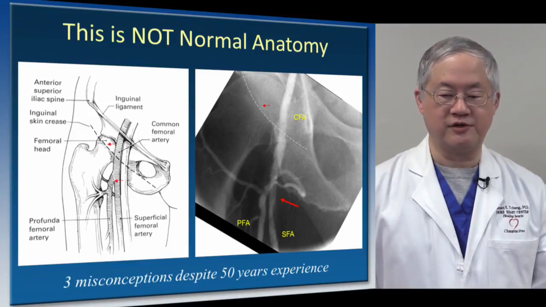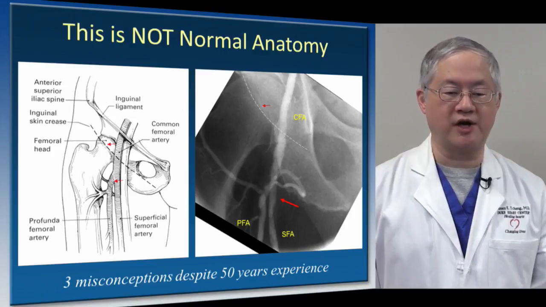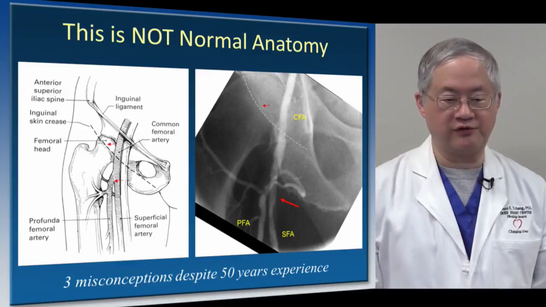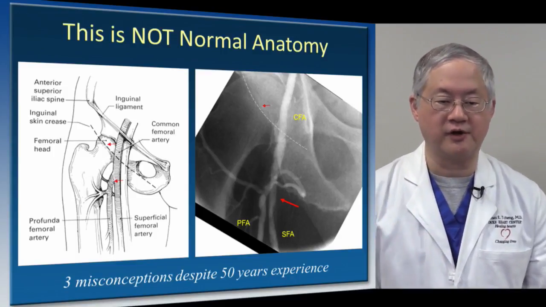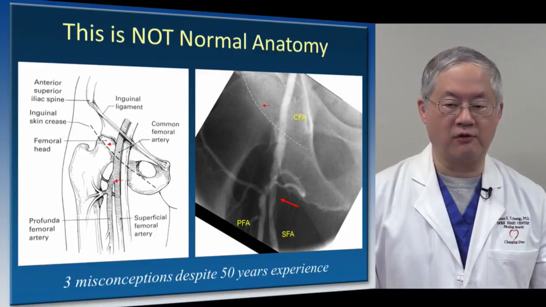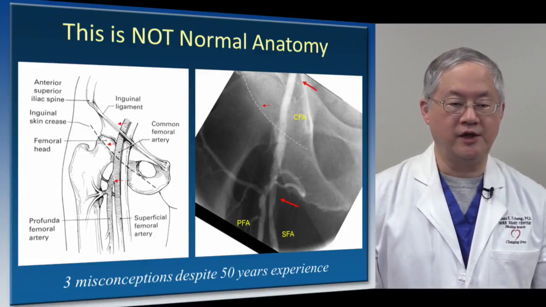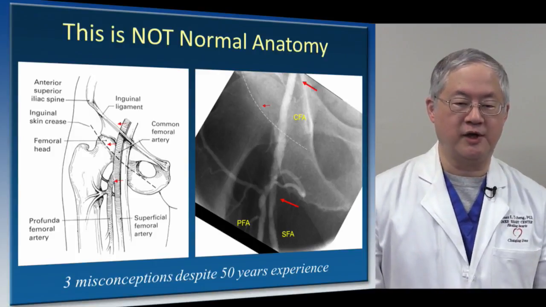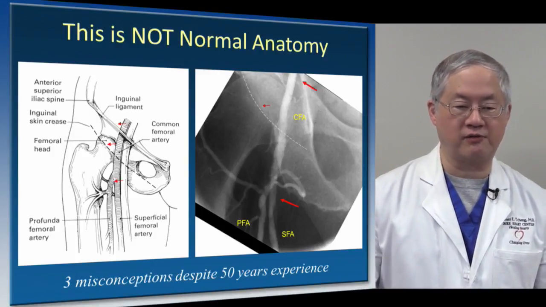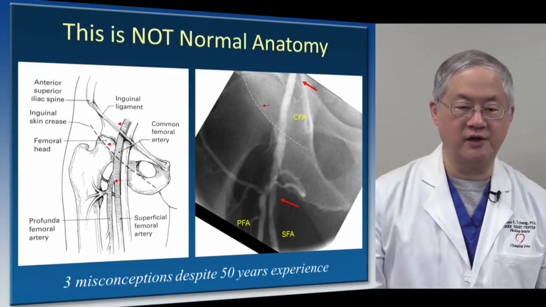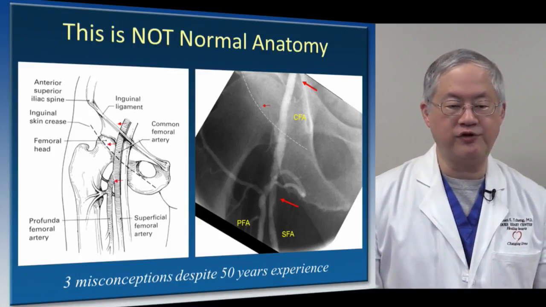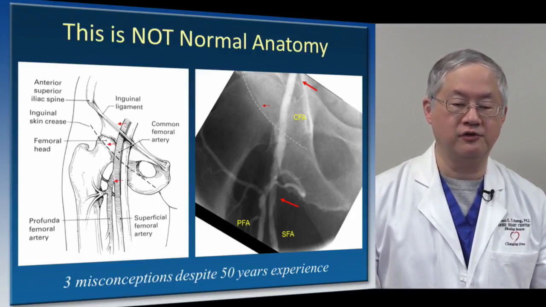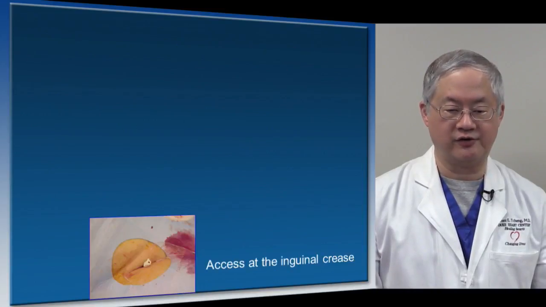The second misconception is that the bifurcation of the common femoral into the superficial femoral and the profunda is always low, as you can see here, well below, at least in this artist drawing, the lower margin of the femoral head. And the third misconception has to do with the location of the inguinal ligament. Yes, you can feel it, but just as with the inguinal skin crease, the inguinal ligament also tends to sag over time. So unfortunately, none of these are really all that reliable in terms of landmarks for you to use for establishing femoral arterial access.